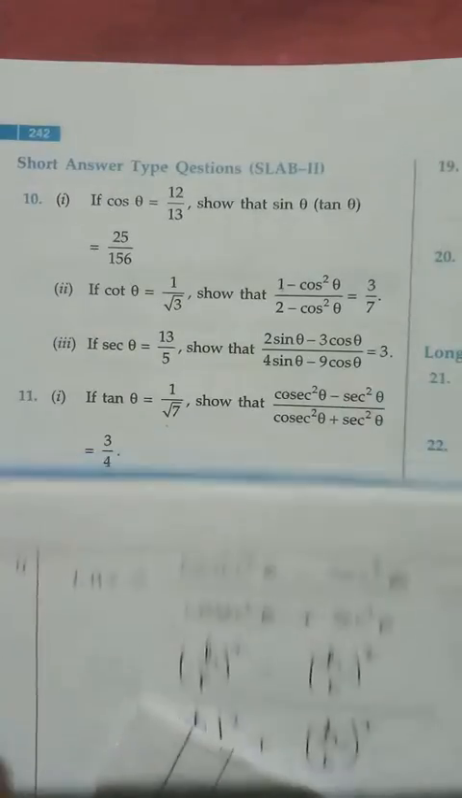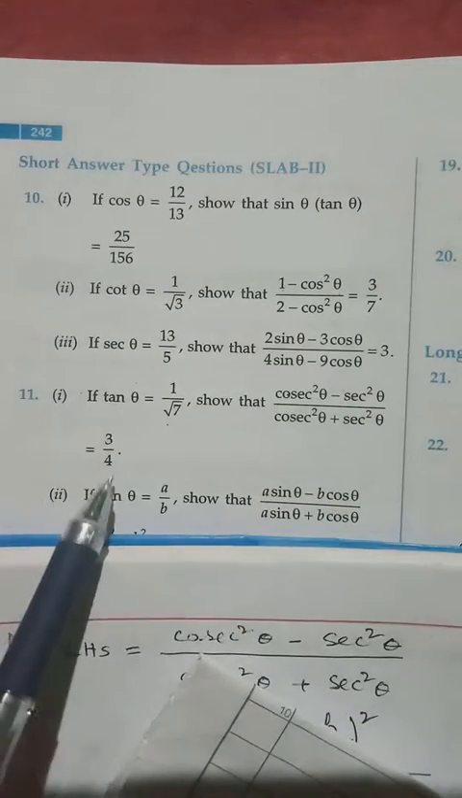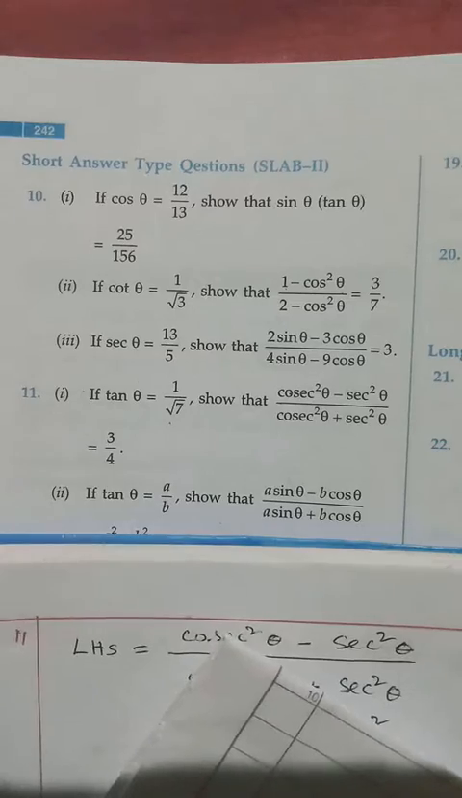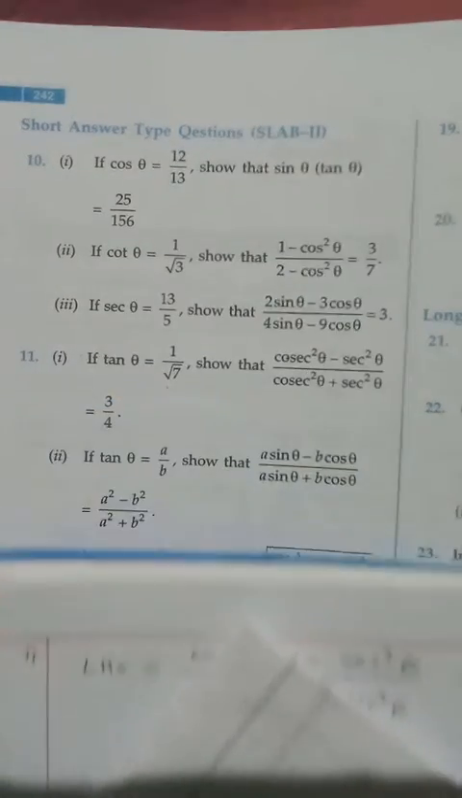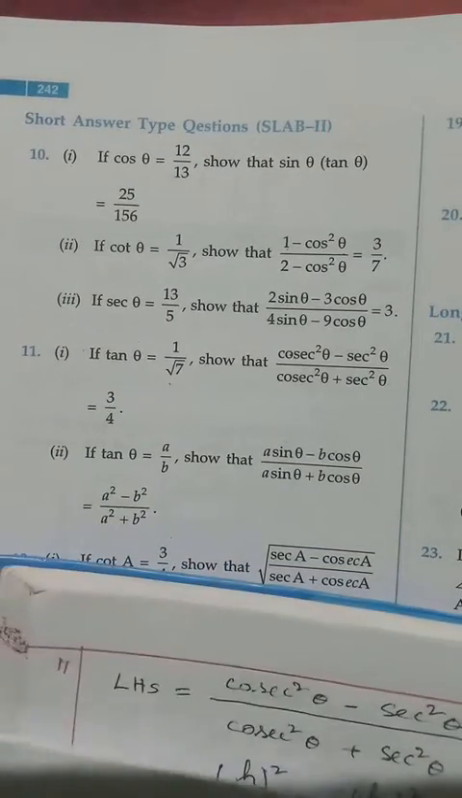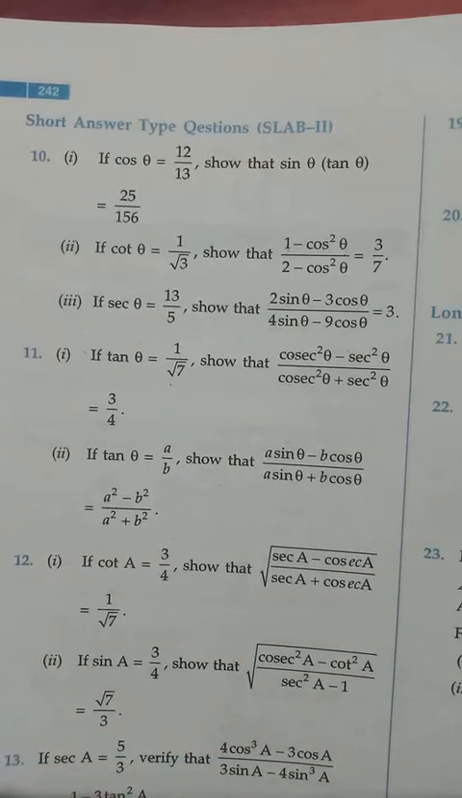So if we check the right hand side, how much we get? The right hand side is 3 by 4, which means we already proved it. Then next, number 2, we have tan θ equal to a by b.